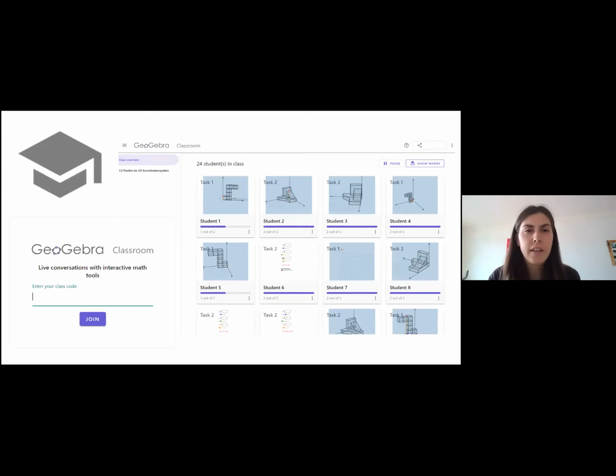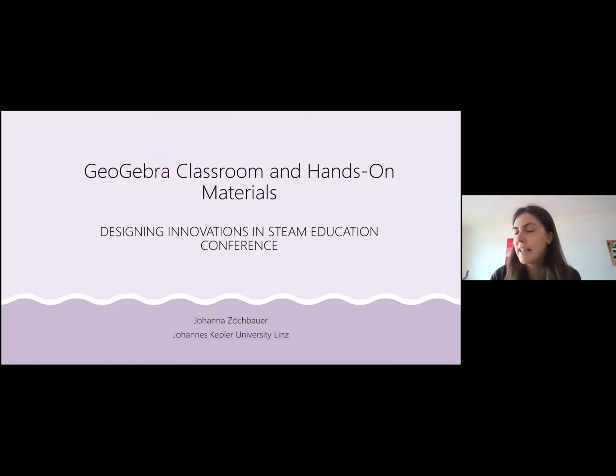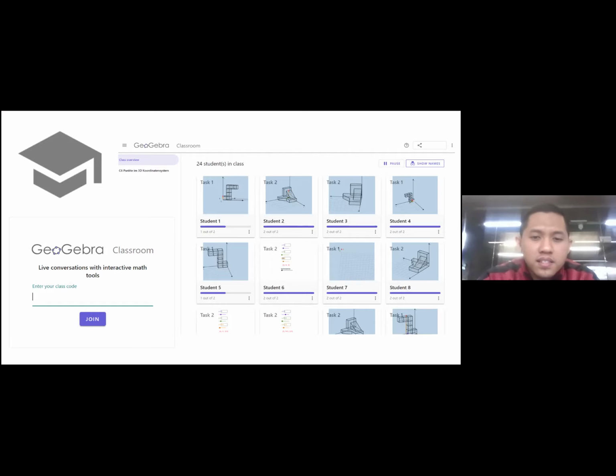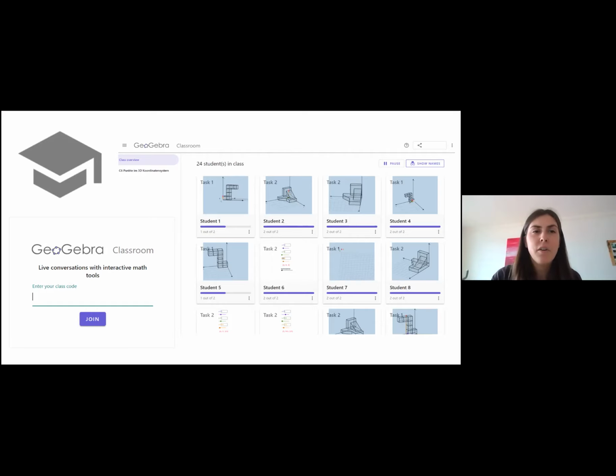So first of all, can you see the slides well? Yes. Perfect. So GeoGebra Classroom is a newly developed tool which allows teachers to easily share materials with the students and to have an overview of all students' work and to see individual students and individual tasks or just an overview.